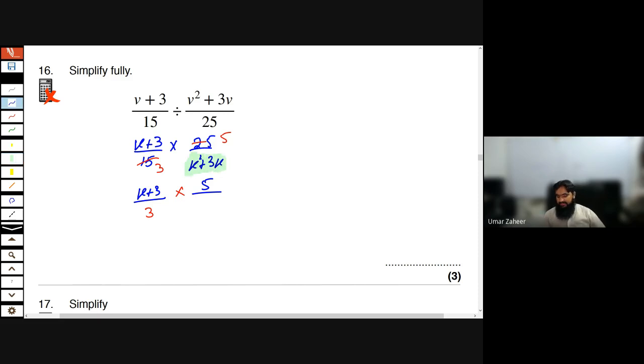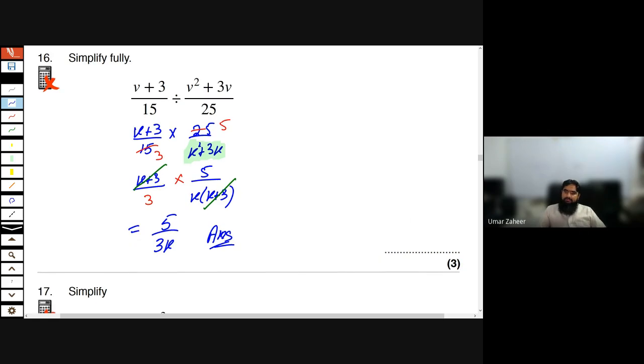We have v common. We will get v plus 3 inside the bracket. Now you can clearly see that v plus 3 is going to be cancelled out with v plus 3. So the final answer is going to be 5/3. Yes. Is it clear? Yes, Hania, Laiba. It's clear.